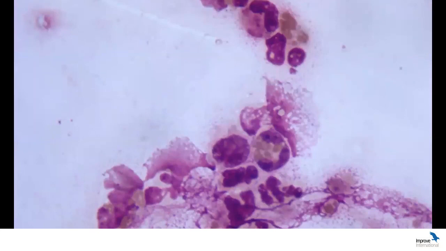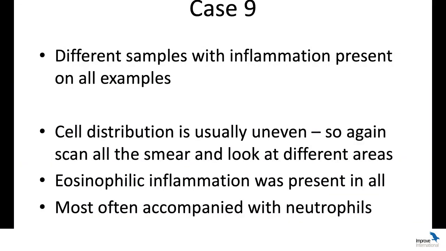So you had here some neutrophils again, non-degenerate, and eosinophils as well, with the eosinophilic granules. So these are all different samples with inflammation present on all of the examples, but they varied in their number of neutrophils and eosinophils because of this uneven cell distribution. So eosinophilic inflammation was present in all, but it was mostly accompanied by neutrophils.